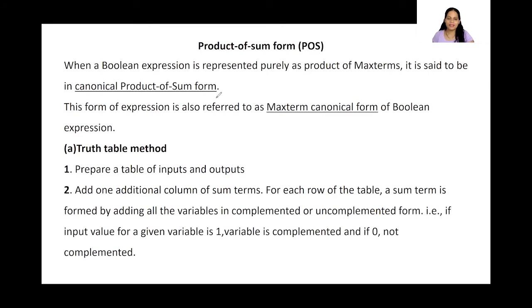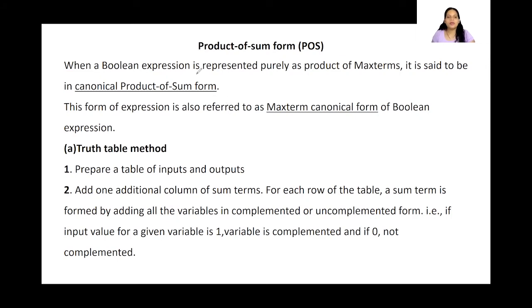Hello everyone, welcome back. Today is the 13th session of our Boolean algebra chapter, and today we are going to learn product of sums form. Okay. So in the last session we had learned about sum of products. Today it's going to be canonical product of sum forms.